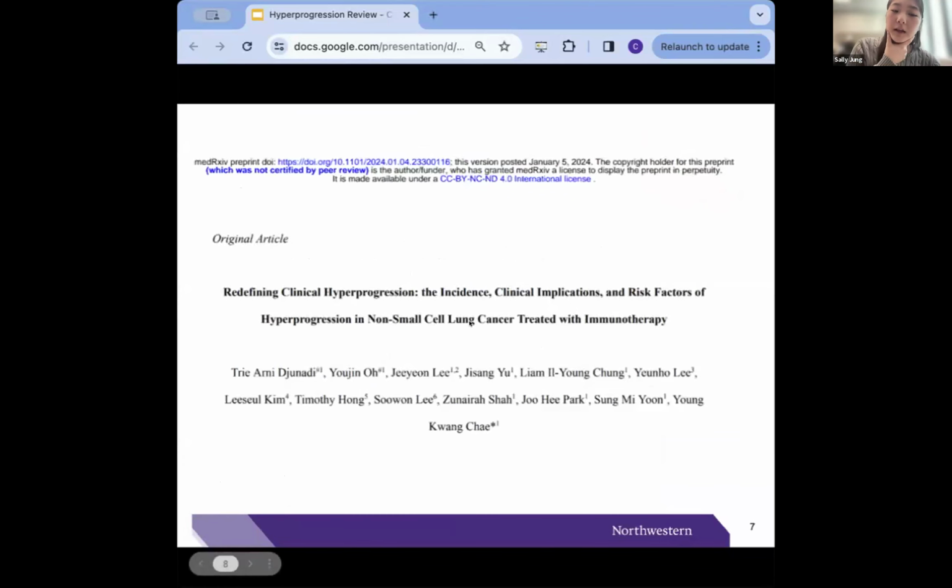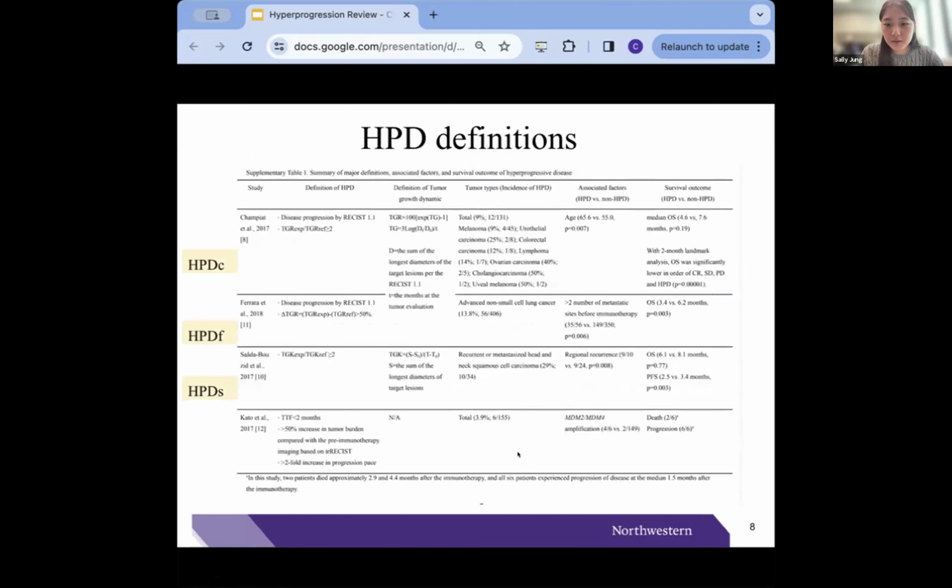So this was the paper that I presented last week. It was published by Arnie and the rest of our team here in Dr. Chae's lab. So just pointing out a few things.